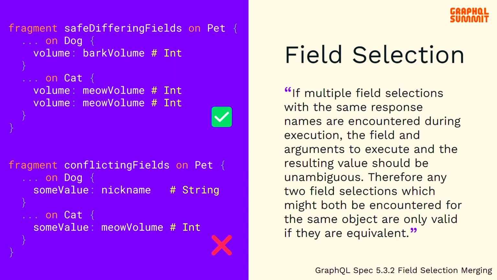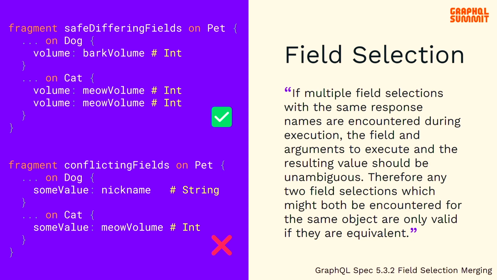Just to highlight what this rule does, the rule states: if multiple field selections with the same response names are encountered during execution, the field and arguments to execute, the resulting value should be unambiguous. Therefore, any 2 field selections which might both be encountered for the same object are only valid if they're equivalent. So in the top left example, we have a query that does actually merge correctly.